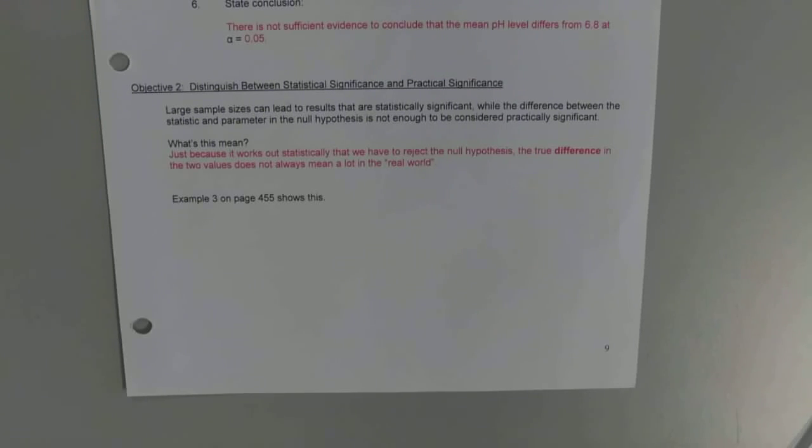And I have a perfect example of where this happens. I'm going to get it in the book and show you. And if it cuts off, it cuts off. I'm not going to worry. So just because it works out statistically that we have to reject the null, like the difference is big enough, the difference in the real world is not usually a big deal.